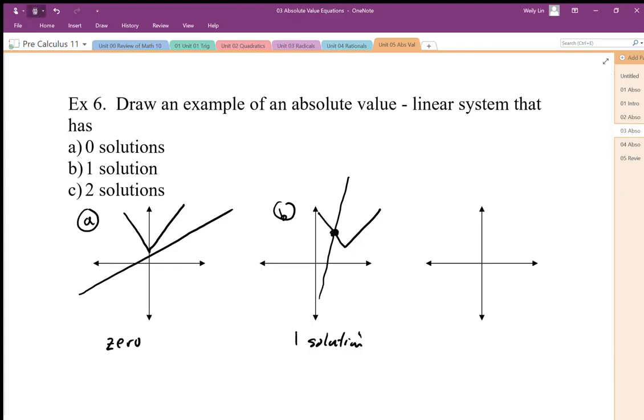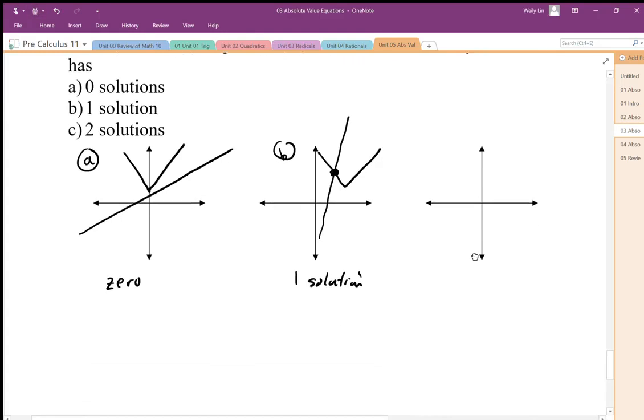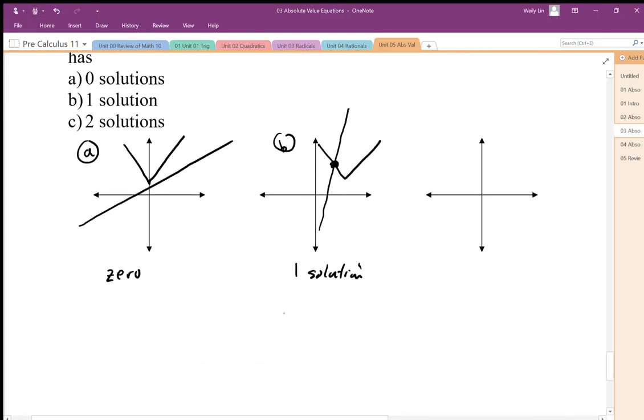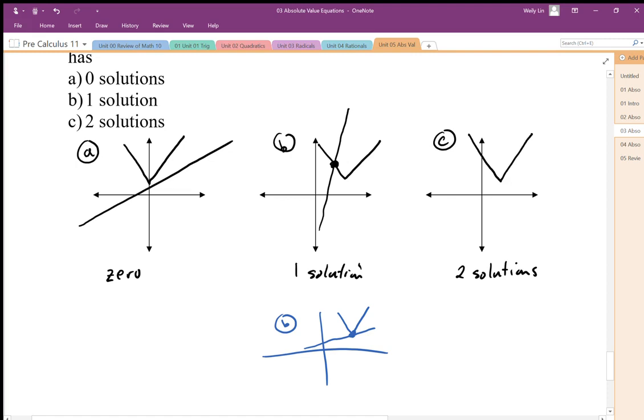Okay. We could also actually have an alternative situation, and some of you may have thought of this. So this is an alternate B, okay, where we have a V and it might just touch at the vertex. And so that's possible to get 1 solution as well. And lastly, to get two solutions, okay, so this is two solutions. So if it's linear, we have our V, and then we have a graph that crosses both arms like this, and that will give us two solutions.